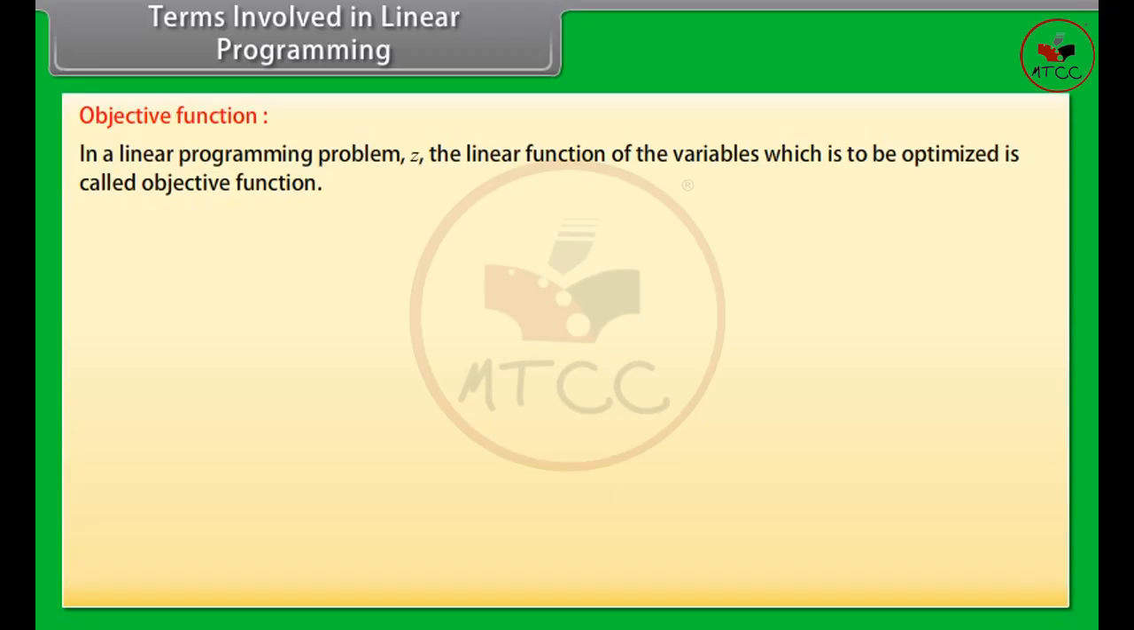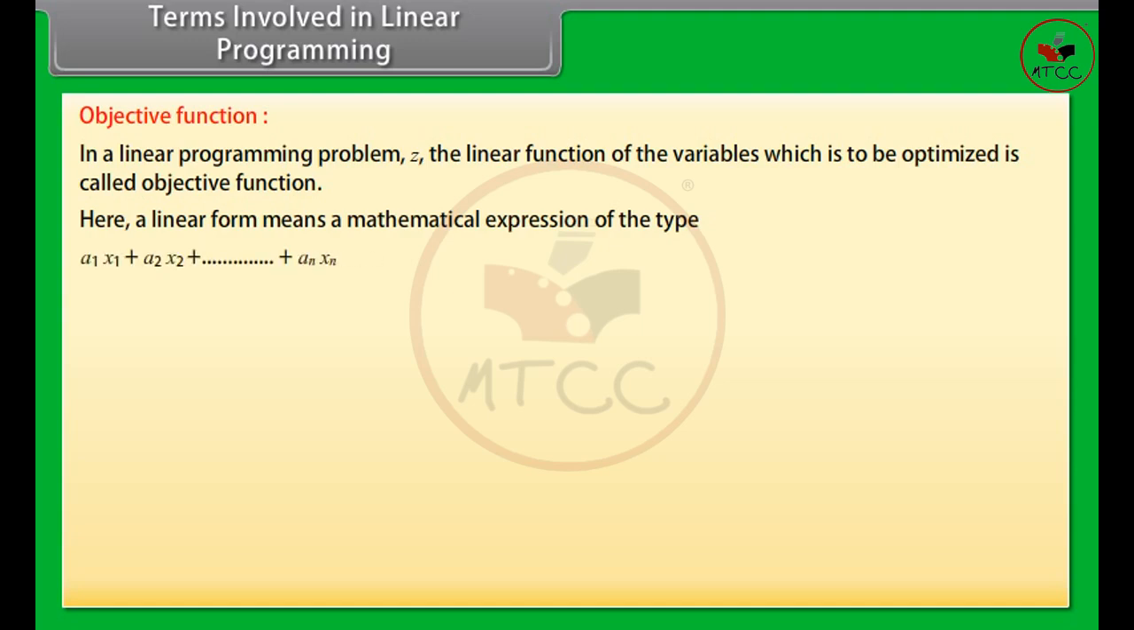Objective function. In a linear programming problem, Z, the linear function of the variables which is to be optimized, is called the objective function. Here, a linear form means a mathematical expression of the type a1 x1 plus a2 x2 plus so on till an xn, where a1, a2 and so on till an are constants and x1, x2 and so on till xn are variables.